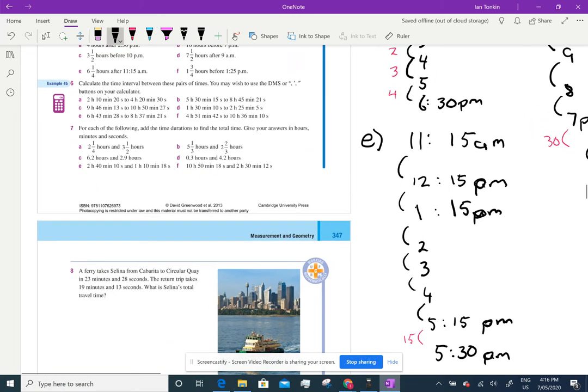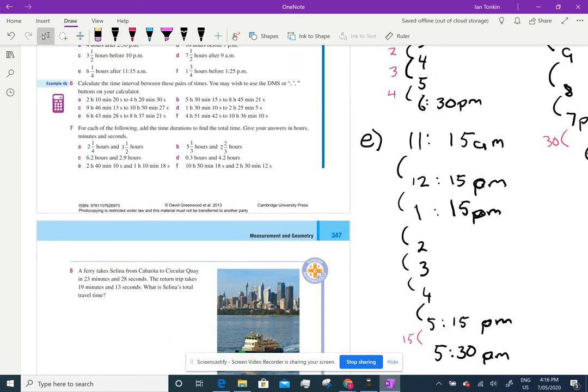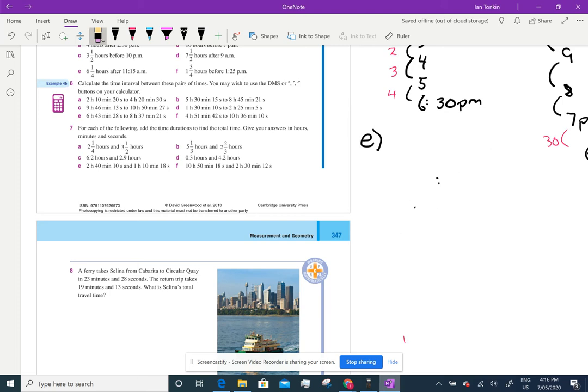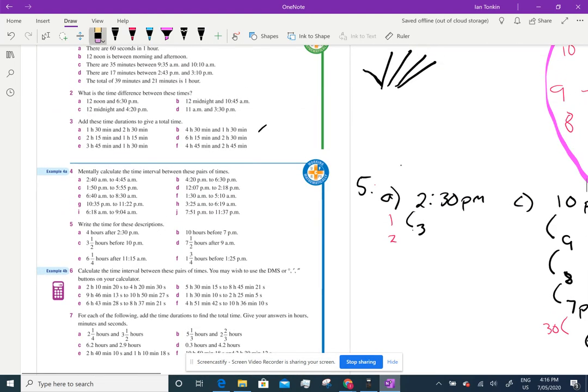All right. The last bit I'm going to show you, and then you can do the other ones as problem-solving questions, are to use your calculator. So the next questions, we're just going to use our calculator for questions 6 and 7. Righto. Here's question 6. Calculate the interval between these pairs of times. Use the DMS button on your calculator.